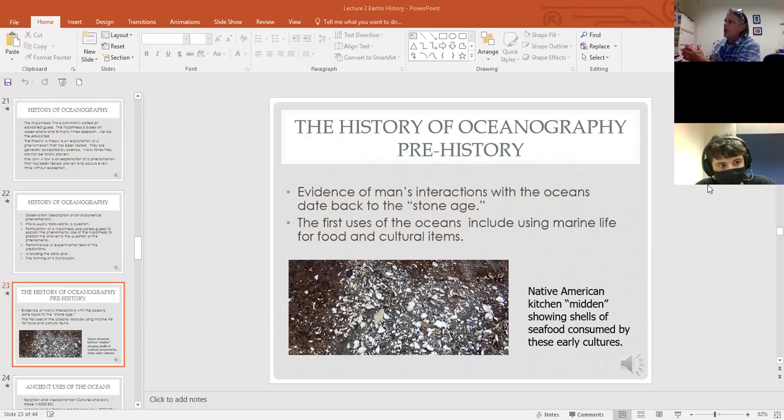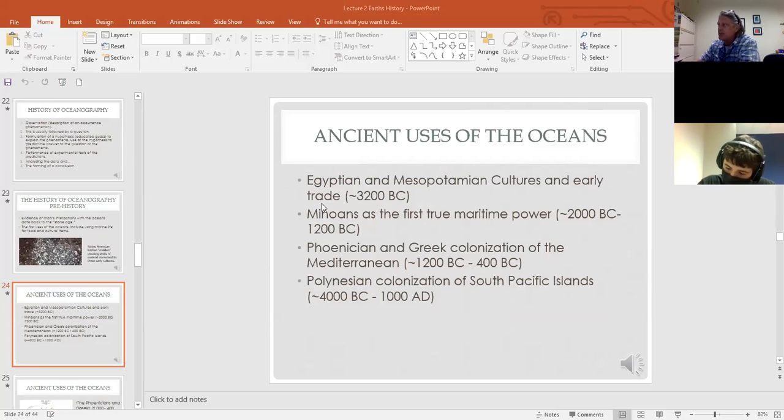So we know oceanography, the study of the oceans, started with the first Americans or before that. Any civilization near the ocean was dependent on it for food and transportation. The Egyptians and Mesopotamian cultures had trade. They used the oceans. The Minoans were the first to use maritime sail power. Phoenicians and ancient Greeks colonized the Mediterranean Sea and actually studied it. And the Polynesians colonized the South Pacific islands.